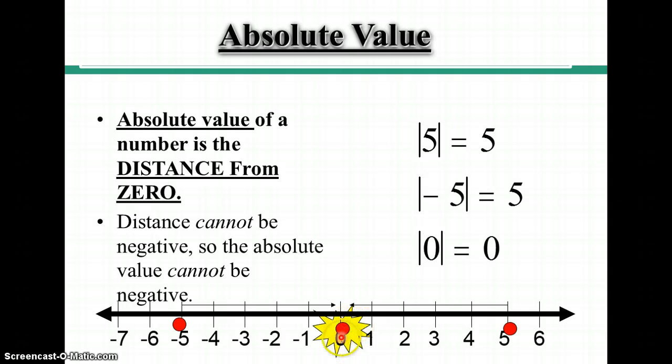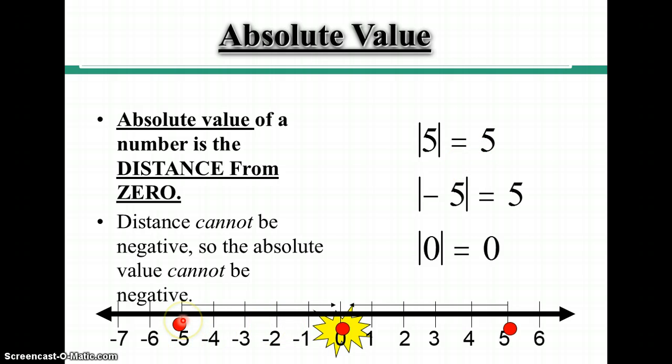If you want to measure the distance from 0 to 5, we can write absolute value of 5 within two absolute value bars, which is equal to 5, because distance cannot be negative, so the absolute value is positive.